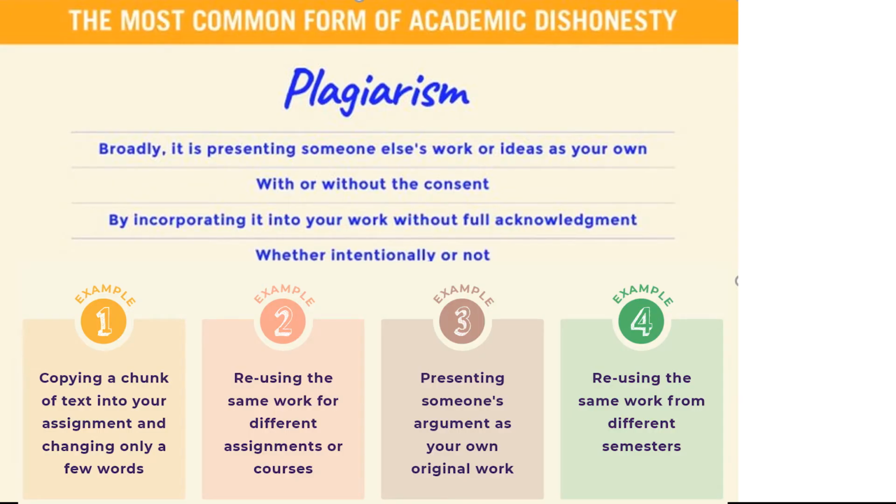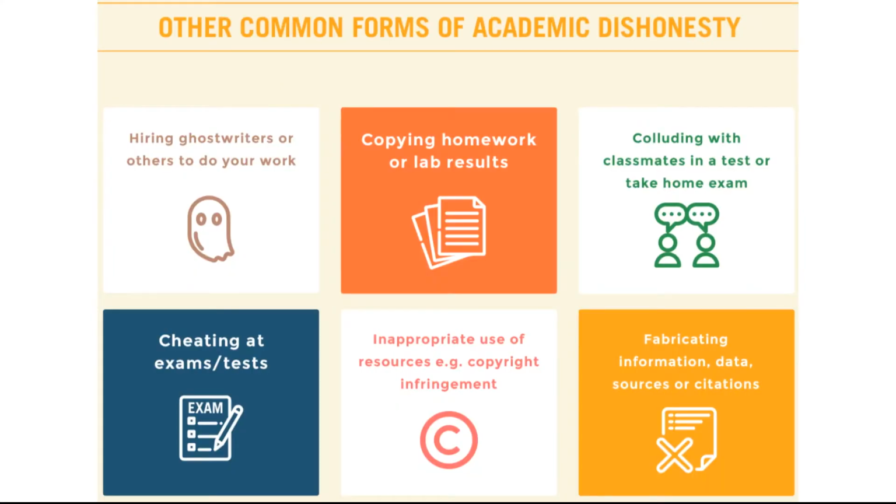We have just shared 4 common scenarios of plagiarism, including self-plagiarism. Remember, plagiarism is the most common form of academic dishonesty. Other ways of academic dishonesty include hiring someone to write your work for you, copying lab results or homework, colluding with classmates in a take-home test, cheating at exams, using resources inappropriately, or falsifying information.